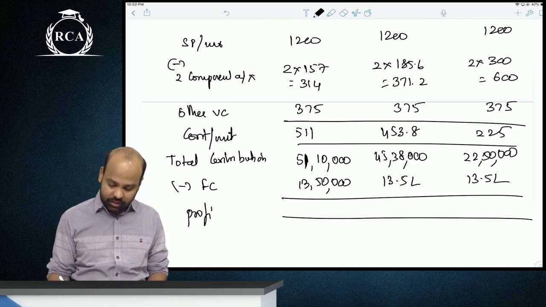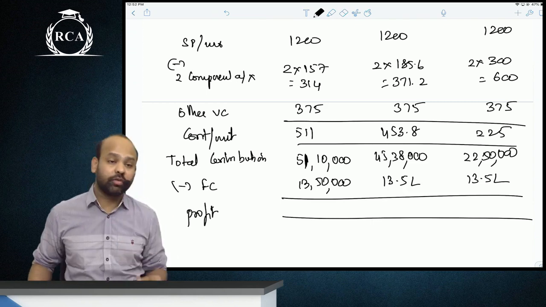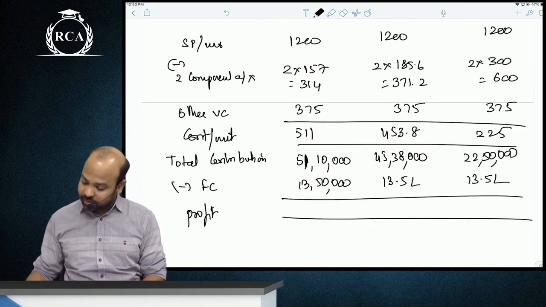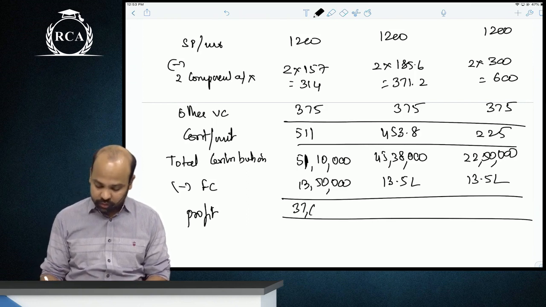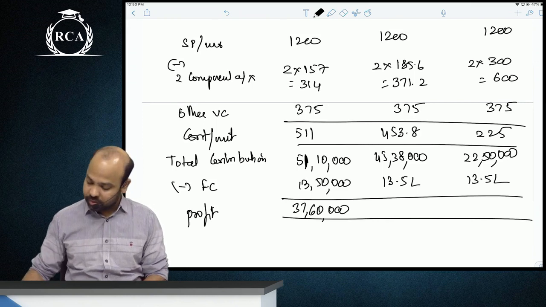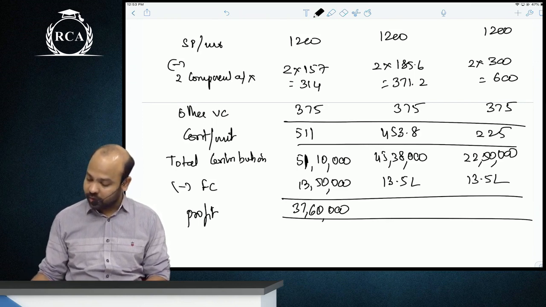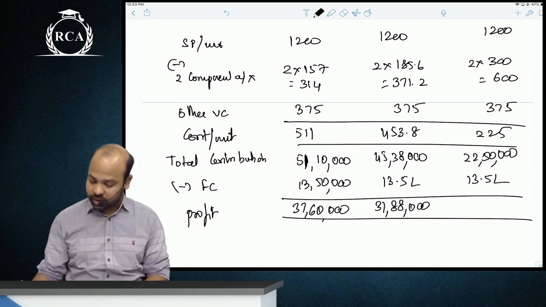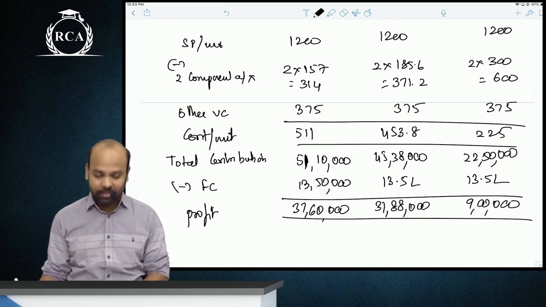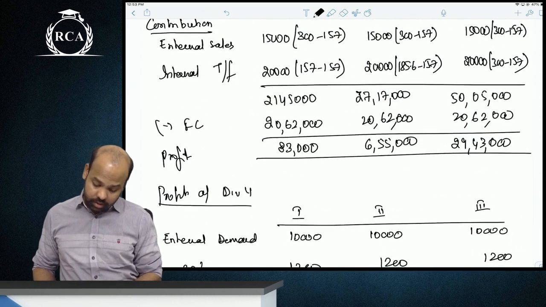So how simple is this? Please do not forget, we need 2 units of component X. Do not take the price of 1 unit, guys. It is 2 units. So that is 37 lakhs 60,000. 45 38 minus 1350 is 31 lakhs 88,000. 22 lakhs 50,000 minus the fixed cost is 9 lakhs. These are the amounts of profits, guys.